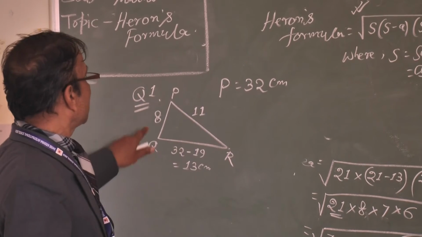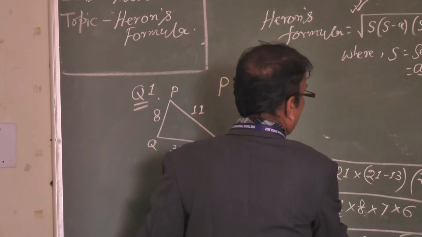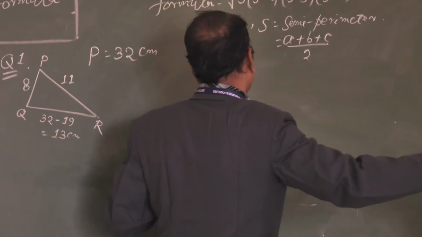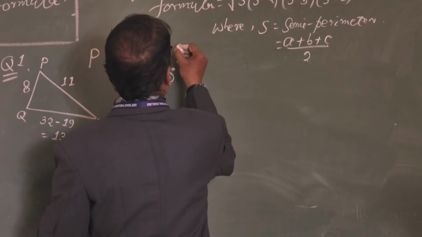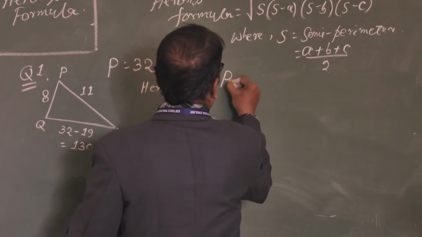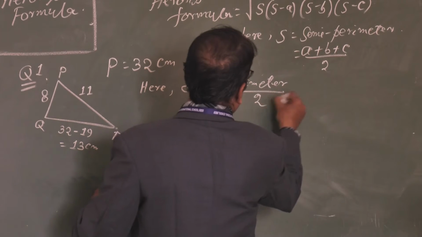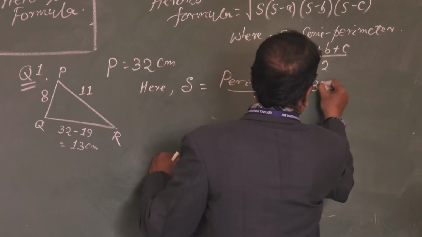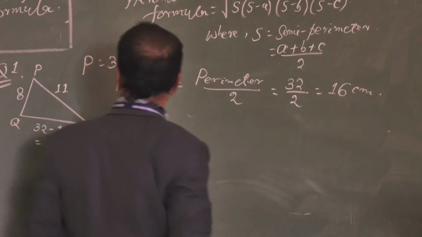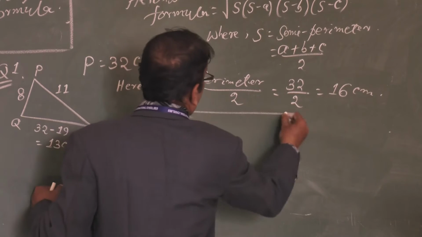13 centimeter, that means the 3 sides you got. Now perimeter is this one, so semi perimeter is perimeter by 2. So here, similarly, semi perimeter for this question: S is equal to perimeter, which is directly given, by 2, that is equal to 32 by 2, that is equal to 16 centimeter. So therefore area is equal to, that same formula you can apply.